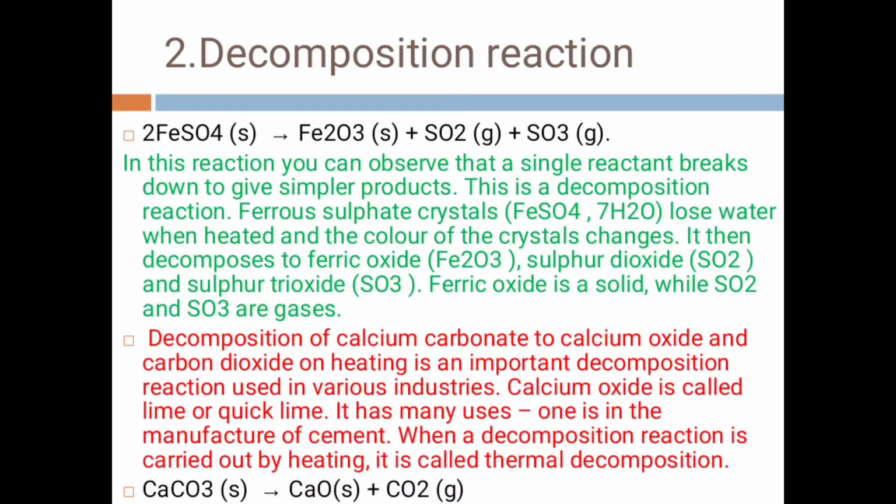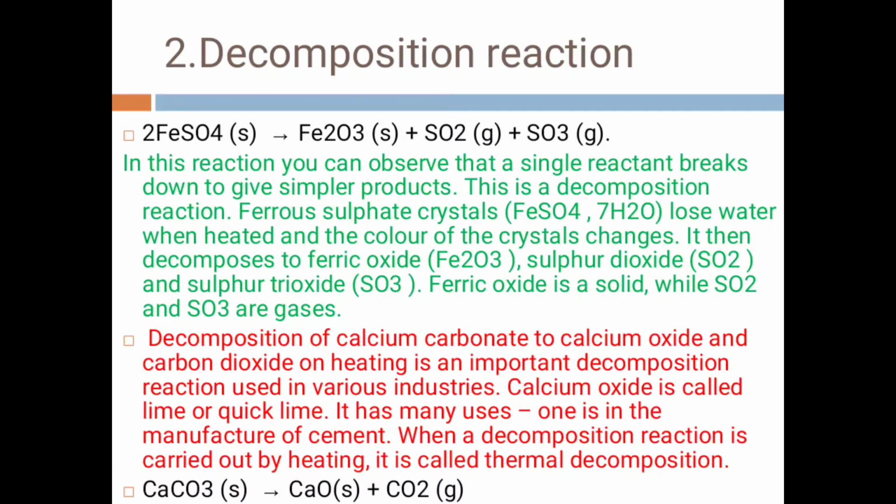Now let us consider an example. 2FeSO4 giving rise to Fe2O3 plus SO2 plus SO3. Now what is the observation in this above chemical equation is that the ferrous sulfate crystals, the FeSO4 which is there, will lose the water content in it and the crystal's color will get changed, and further it will get decomposed into three products.